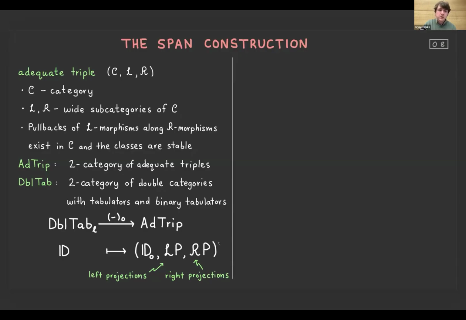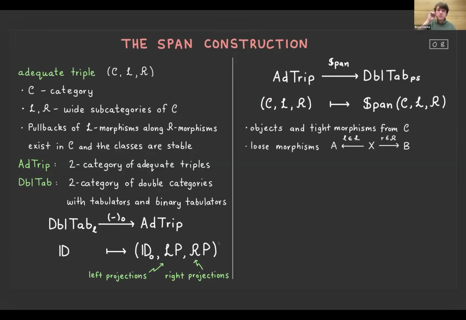Okay, so we have this two functor like this, and we can get a functor in the other direction as it happens. So span is taking an adequate triple to the double category span of C, L, R. Okay, where now this is a bit more general than the span I just told you before, because before we were assuming C was a category with pullbacks. Now we're assuming C doesn't have all pullbacks, but it has at least pullbacks along these two classes, L and R. Okay, so it's a bit more nuanced.